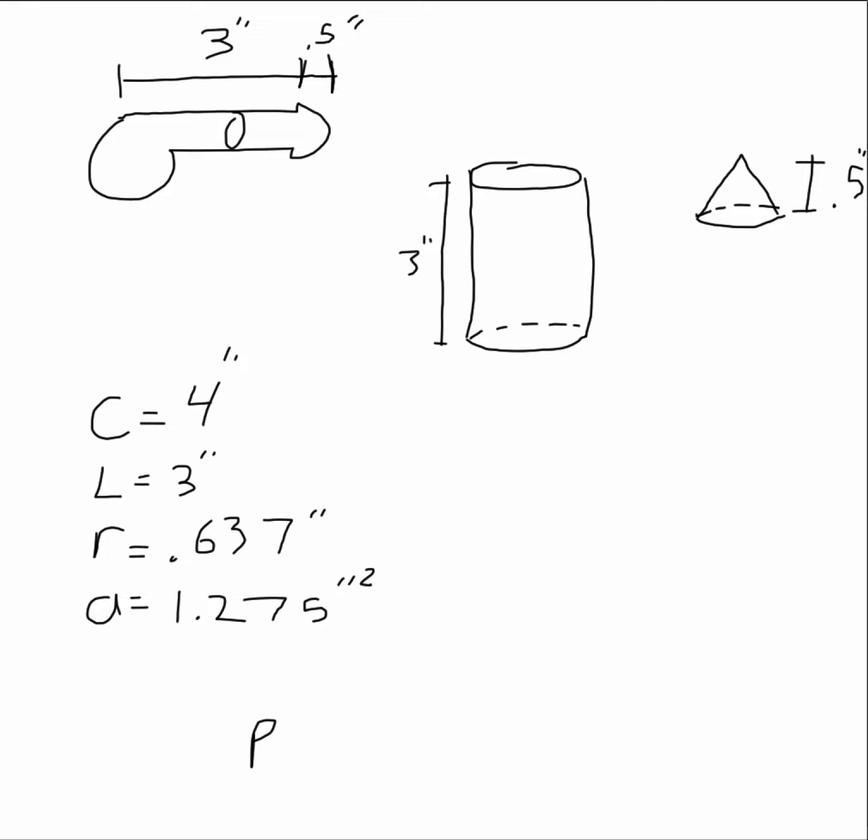Pi times r squared times h for height. So for us, that looks like this: pi times 0.637 squared times 3 for the shaft. So throw that into our calculator.